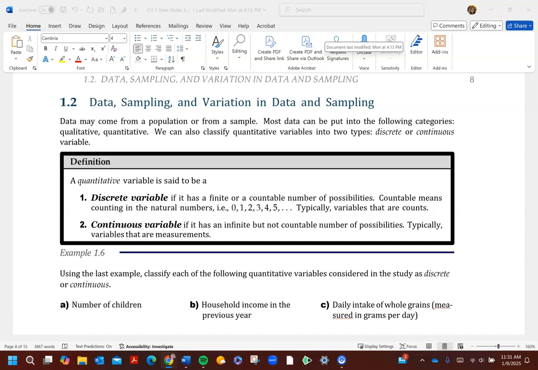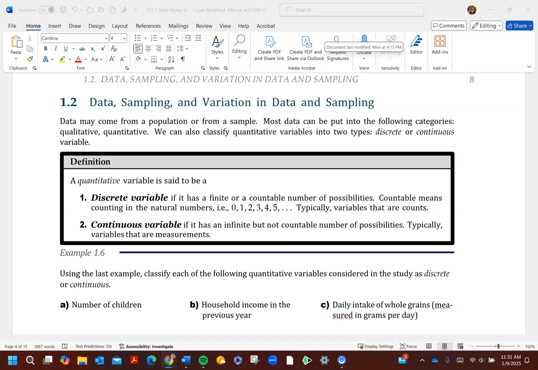Quantitative data are numbers, counting, measuring. Just be careful, though, because just because something has numbers doesn't mean it's quantitative. For instance, we talked about zip codes last time. Jersey numbers for sports, things like that would be qualitative, not quantitative. So just use the context given.